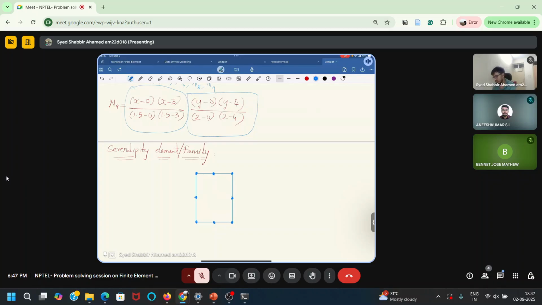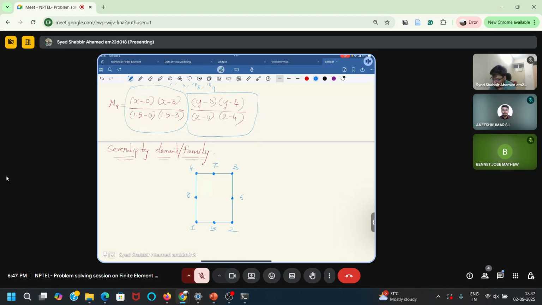When you see this kind of element with zero internal nodes and nodes only on the edges, then you can say that this is a serendipity element. You can use this to remember and distinguish a serendipity element from a Lagrangian family or other kinds. So 1, 2, 3, 4, and 5, 6, and 7, 8. So I'll have 8 nodes only. Obviously, because I have 8 nodes, I will need only 8 independent terms in my approximation or interpolating polynomial.